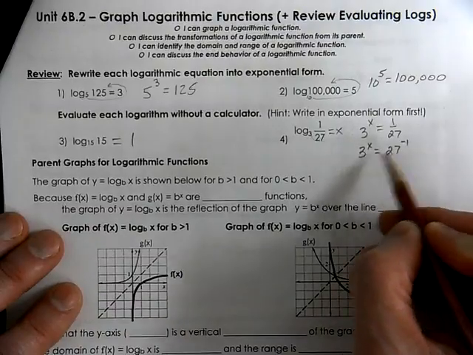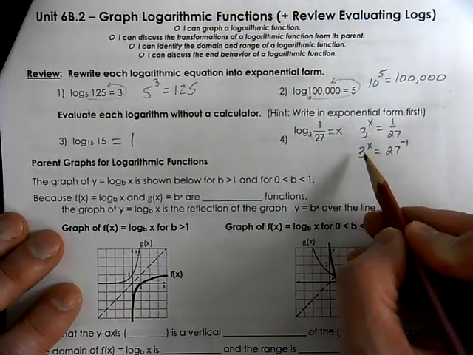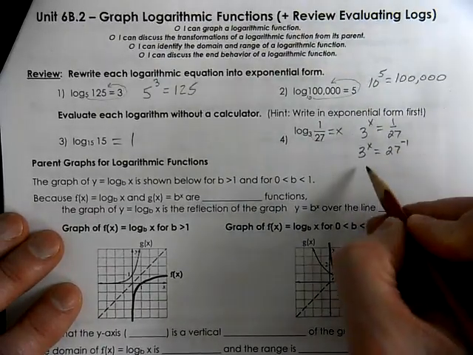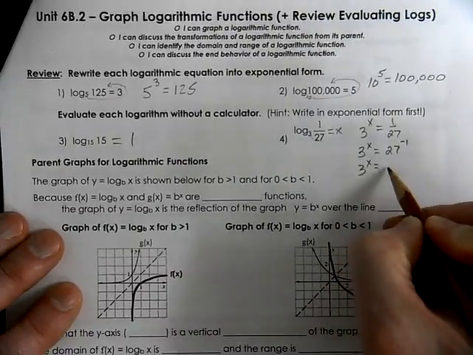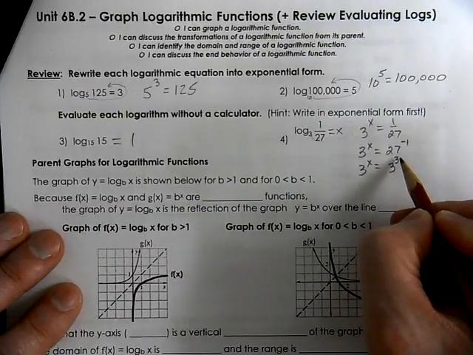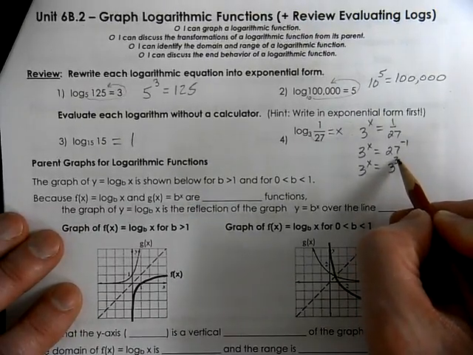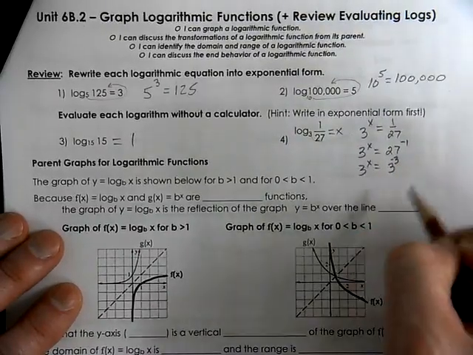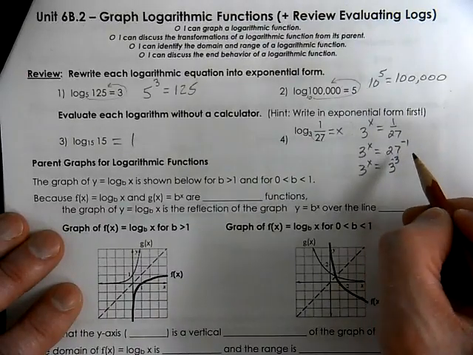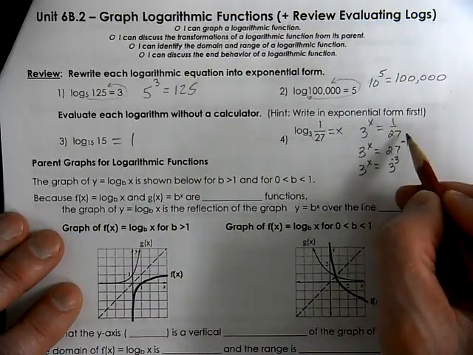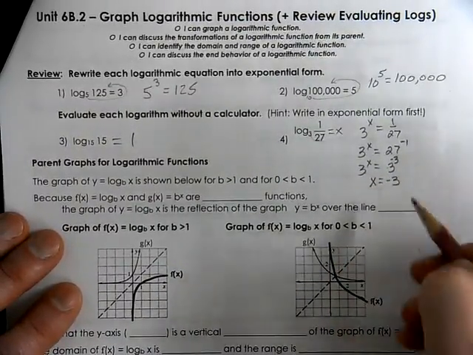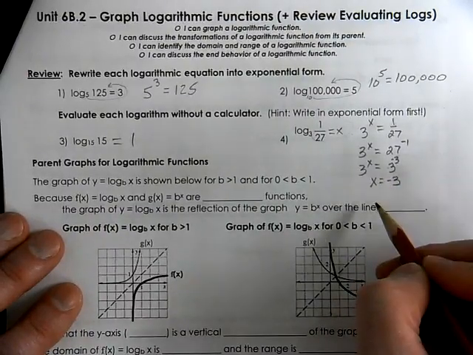Now I notice my bases aren't quite the same. I cannot turn a 3 into a bigger number, but I can turn the 27 into a smaller number by saying 3 to the 3rd power, that is 27. The exponent is going to multiply the negative 1, so that's going to be a negative 3 as an exponent. That gives us 27 to the negative 1, which puts it in the denominator. Now, since my bases are the same, I can just set my exponents equal to each other. There's no more solving we need to do.